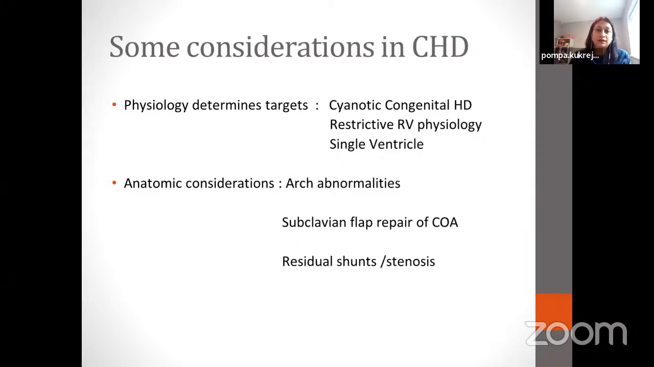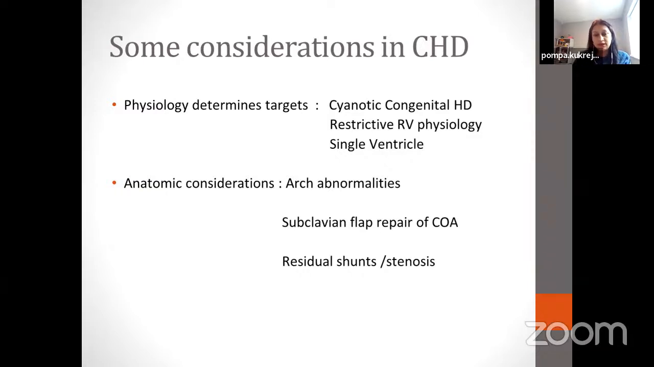Coming to congenital heart disease, some of the considerations are that the physiology will determine your targets. For example, your saturation target would be different in cyanotic congenital heart disease. So you need to know the baseline target or the baseline saturations of the patient. Similarly, there are different physiologies, whether you're dealing with a restrictive physiology or an obstructive physiology or a single ventricle physiology, and that will determine what you're trying to achieve and what numbers you are seeing on the monitors.